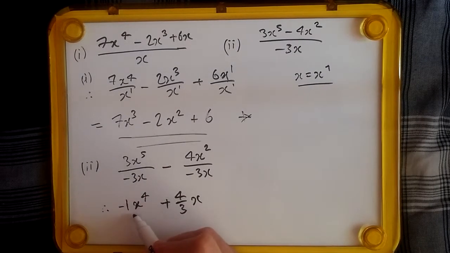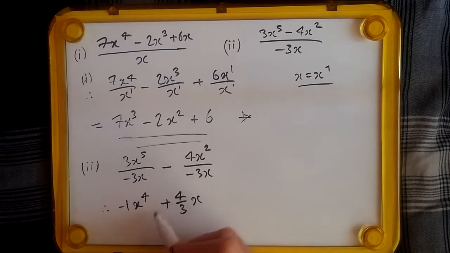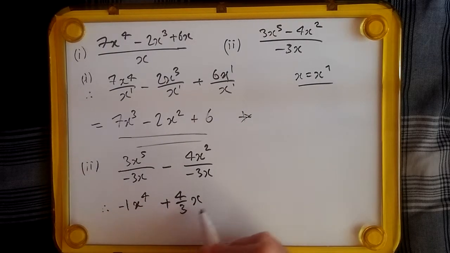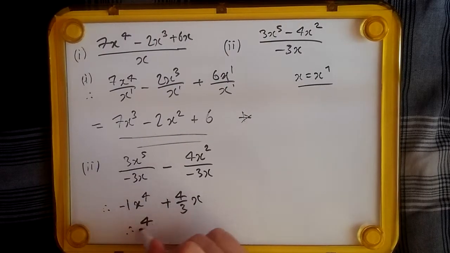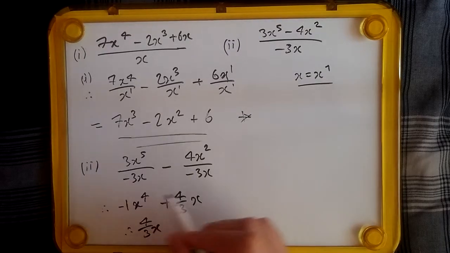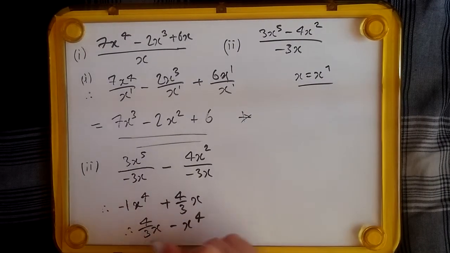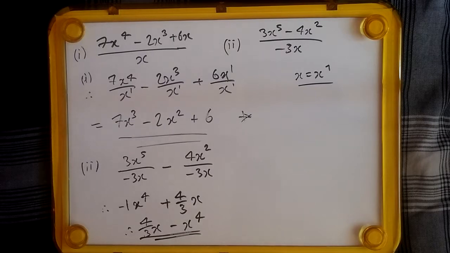And of course, you don't need to write minus 1. You can leave it as minus x to the power 4. But I would rewrite this to start on the positive value. So you're left with 4 over 3 x, minus x to the power 4. And that's it, guys. This is how you literally solve algebraic fractions.